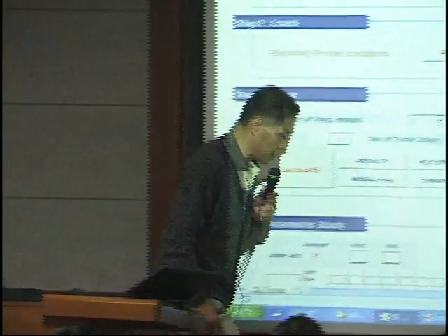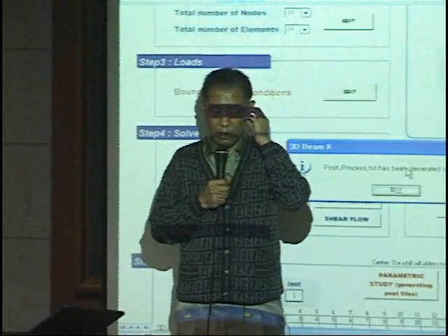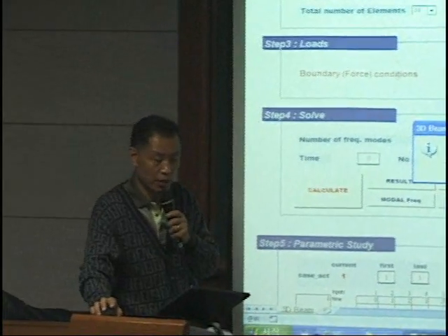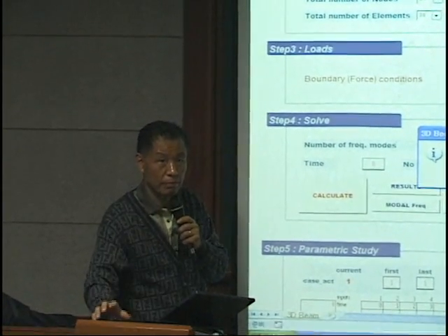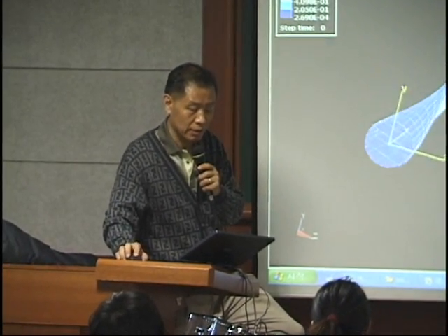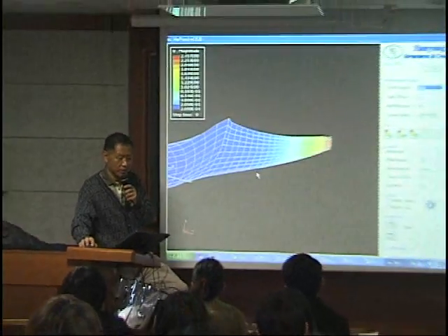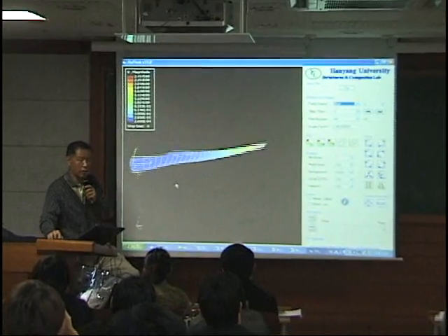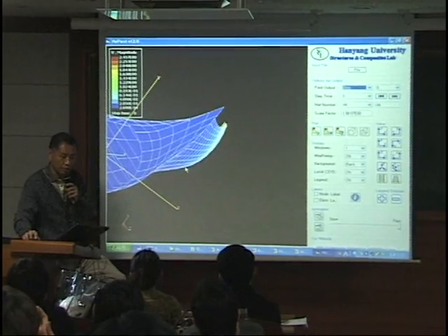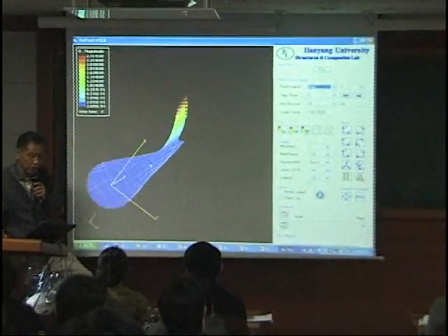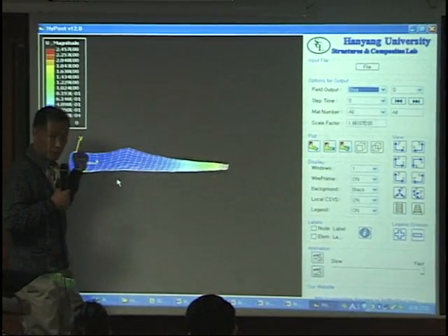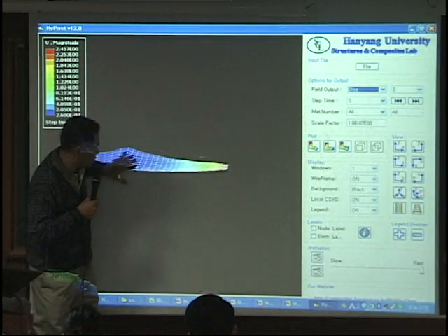I will upload some simple procedure for how to use this one, and you will download it, and then this is what you get. What is this? This is a wind turbine blade. Actually, this is a beam. We clamped it here, and we applied the force.